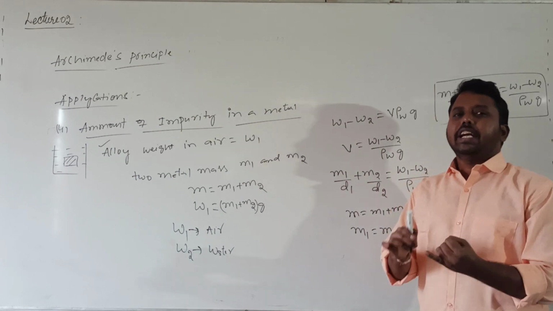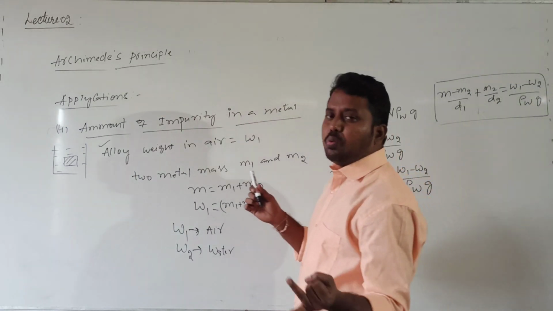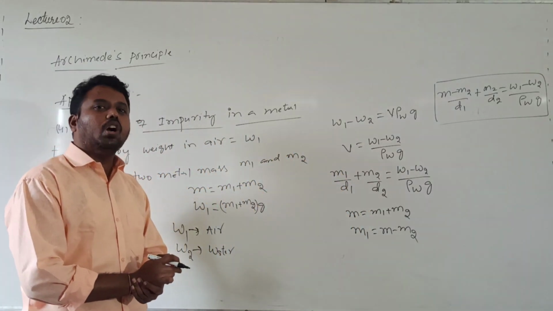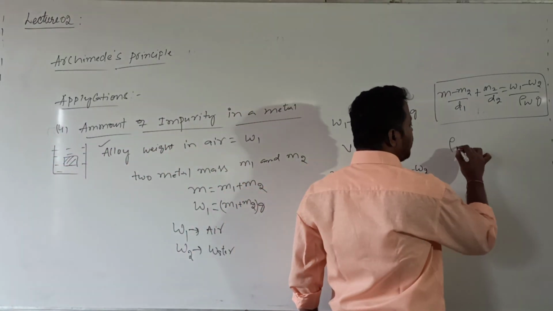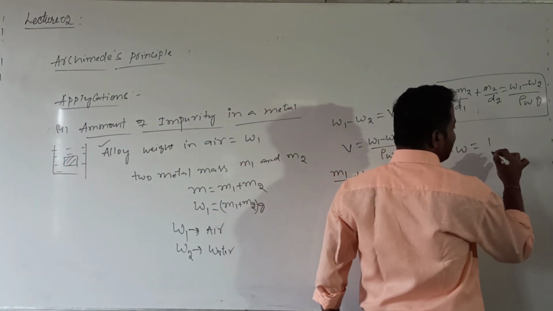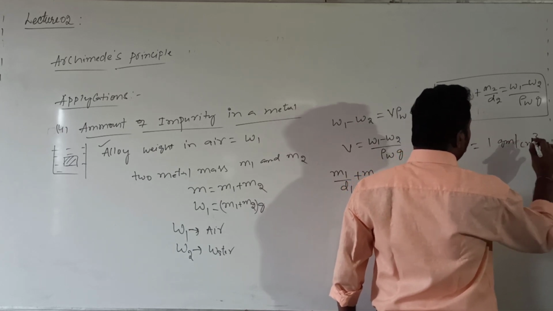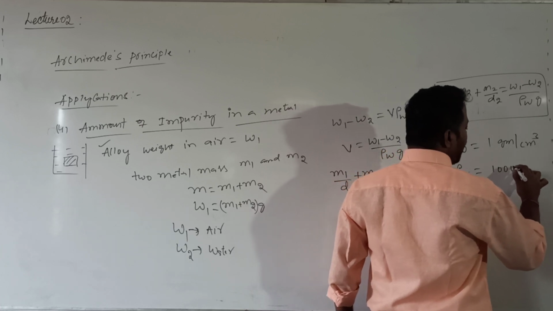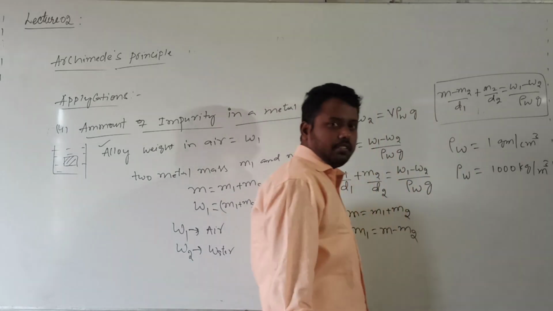W1 is the weight of the alloy in air. W2 is the weight of the alloy in water. Rho W is the density of this liquid, water. So the water density value, rho W, in the CGS system is 1 gram per centimeter cube, whereas in the SI system, the value is 1000 kilogram per meter cube. So you have to remember these density values.